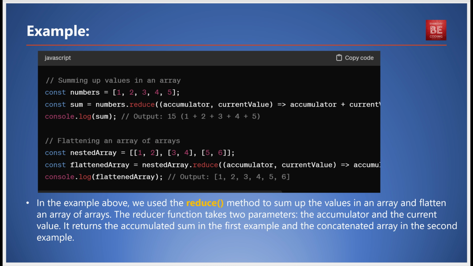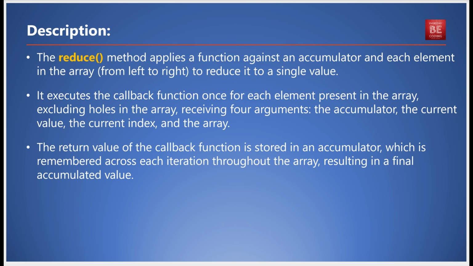By now, you should have a good grasp of the reduce method in JavaScript. It's a powerful tool that allows you to perform operations on each element in an array and reduce it to a single output value. Remember, the accumulator stores the return value of the callback function, which is remembered across each iteration throughout the array, resulting in a final accumulated value. So the next time you find yourself needing to sum up values, find the maximum value, or perform similar operations, think reduce. It just might be the solution you're looking for.